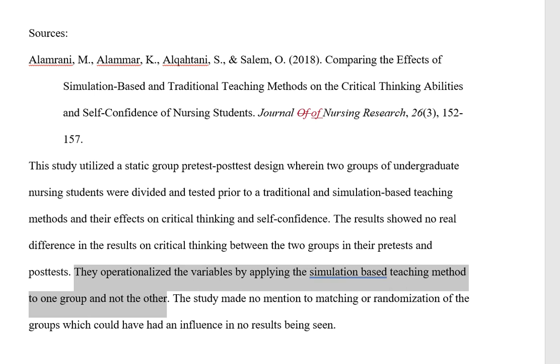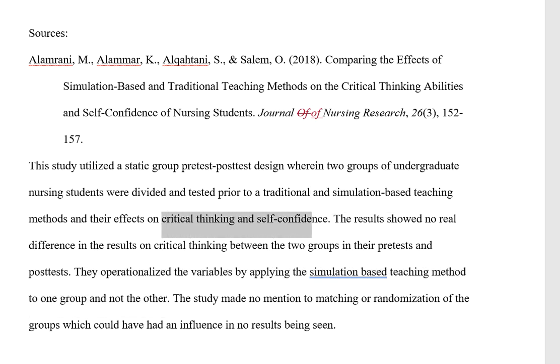But one of the really important variables in this case would be critical thinking and self-confidence, those two variables. And how did they operationalize that? How did they measure critical thinking? If you recall from the notes, operationalizing is a way of determining or indicating how you know something exists. How do you know critical thinking exists? And I assume in this study that they used some type of test or measurement for that, part of the pre-test and post-test, I would assume.